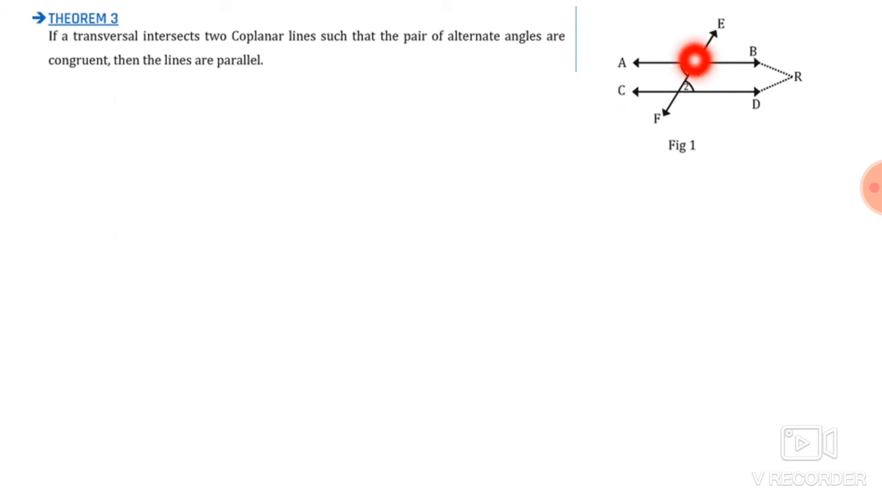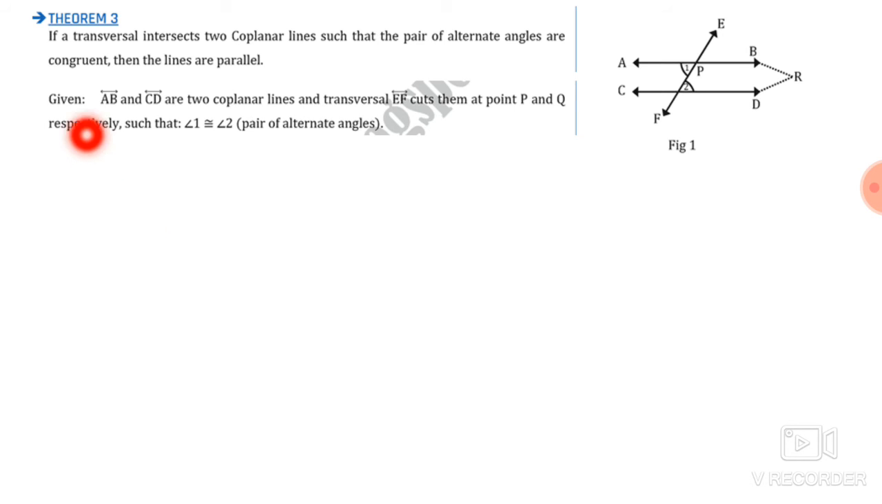Now we have two coplanar lines and a transversal intersecting them, and it is given that the pair of alternate angles are congruent. Angle number 1 and angle number 2 are a pair of alternate angles. We have to prove that the lines are parallel. So we will write the given statement.